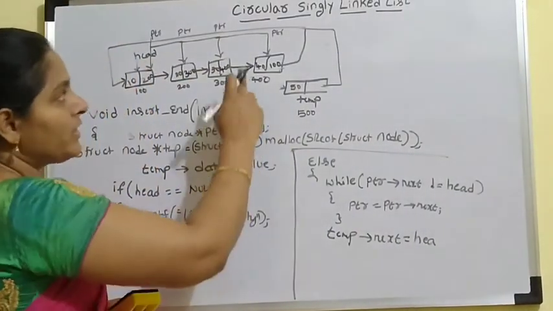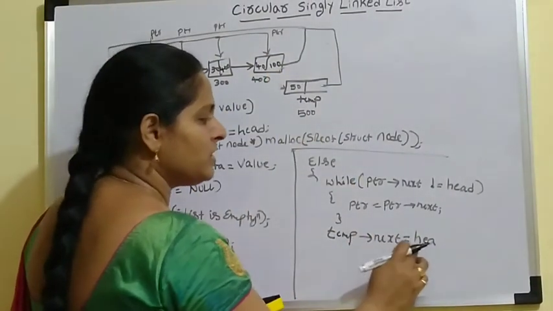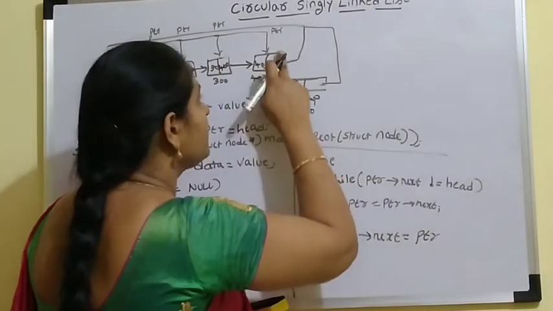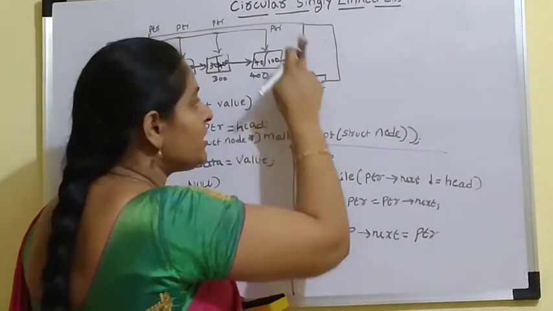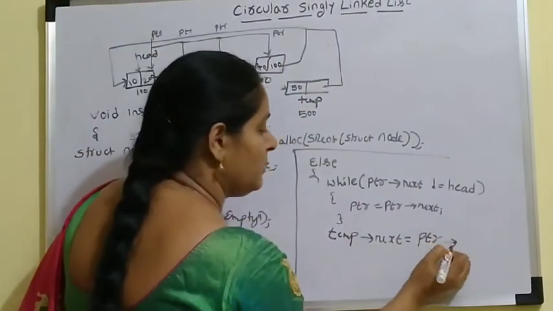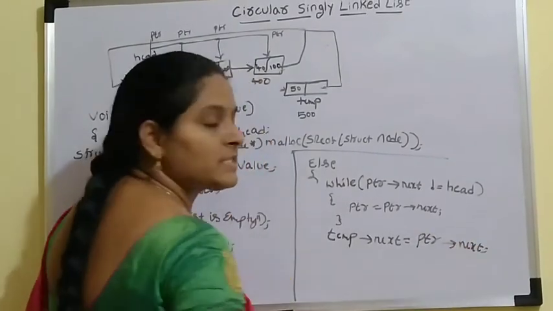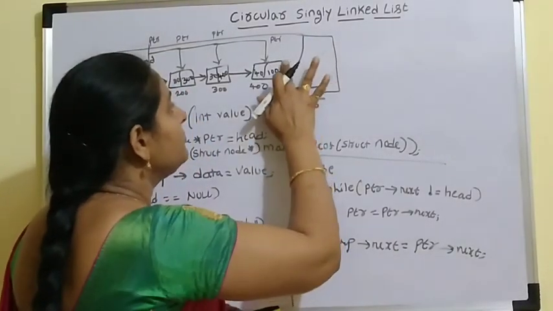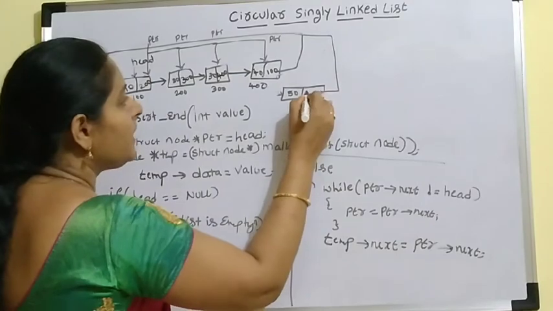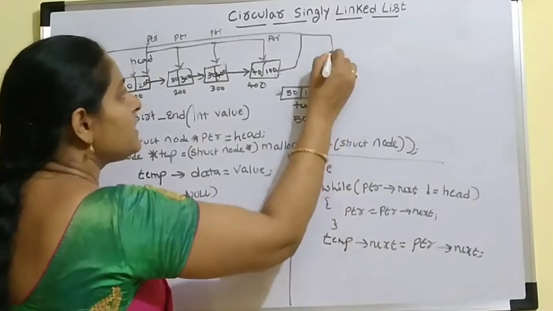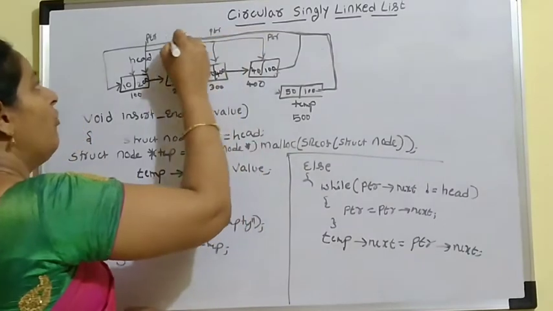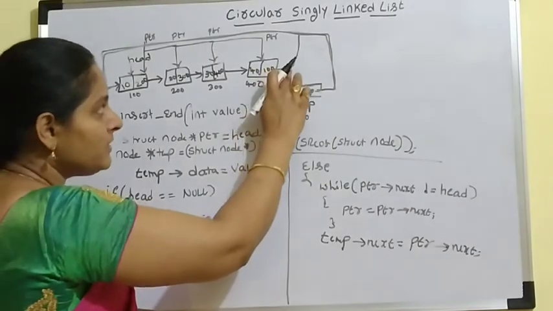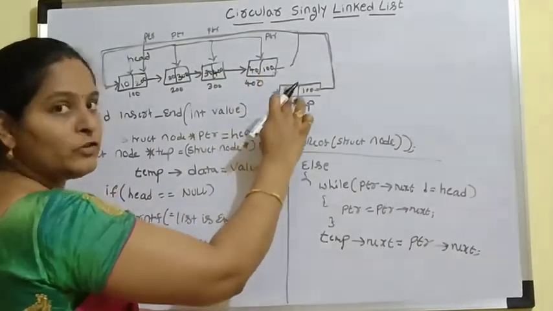Okay, so we can also write like this: temp next equal to head, or temp next equal to PTR next. This is PTR. Whatever PTR next we have, that we are storing in the temp next. So temp next equal to PTR next. Now when you execute this statement, automatically the 100 will be placed here. So the link will be established between temp node and the first node. But still this link was not yet disconnected. Now we need to disconnect this link and we need to store the address of temp node.